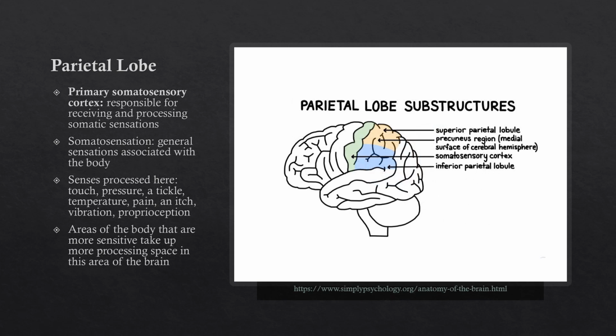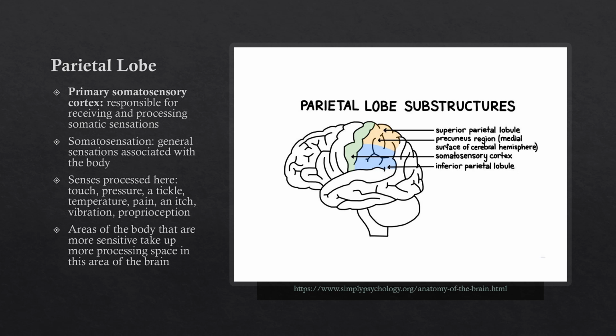The parietal lobe is located at the top of the brain, above the temporal lobe and between the frontal and occipital lobes. It is responsible for receiving and processing sensory information. One critical area in this part of the brain is the primary somatosensory cortex, which is responsible for processing somatic sensations. Somatosensation is the main sensation associated with the parietal lobe. All of the physical senses are processed in this area.